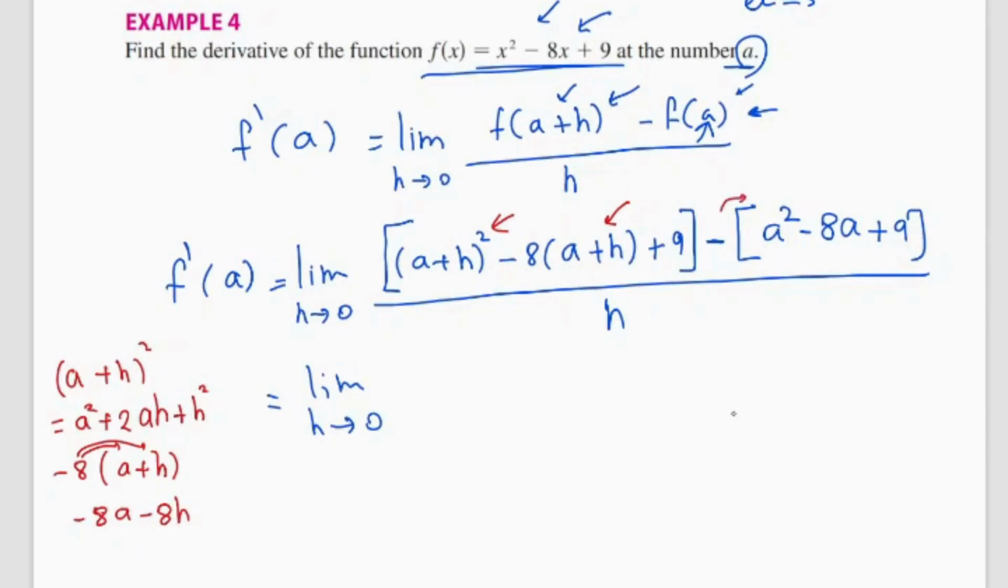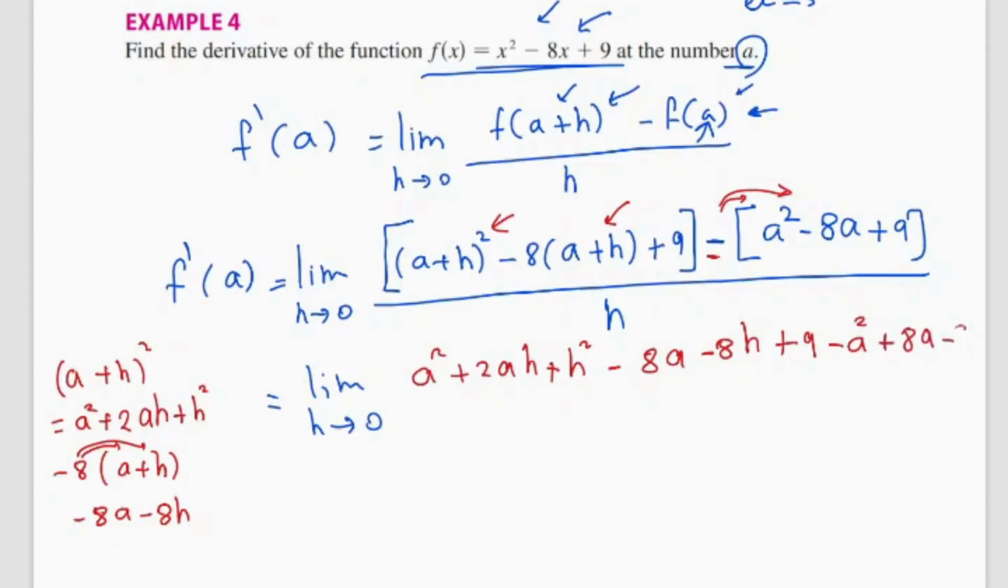And for that one, I'm gonna distribute the negative sign. So finally, I'll get a squared plus 2ah plus h squared minus 8a minus 8h plus 9 minus a squared plus 8a minus 9, over h. You can see that this part will be cancelled with this part, since we have different signs for them, and this will be cancelled with this, and this will be cancelled with this.